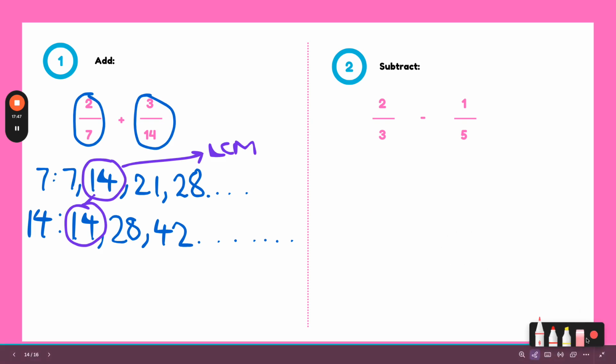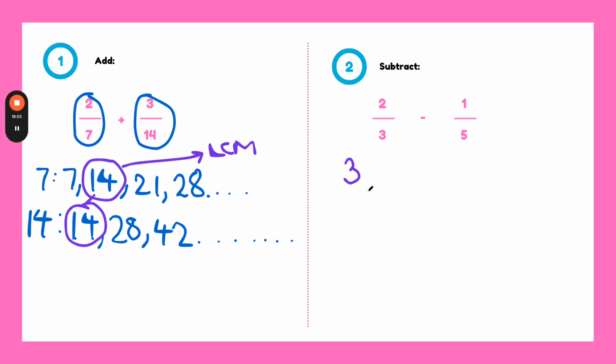That's that question done. And the next question, let's look at that one. So we have a subtraction problem. We have 2 over 3 take away 1 over 5.